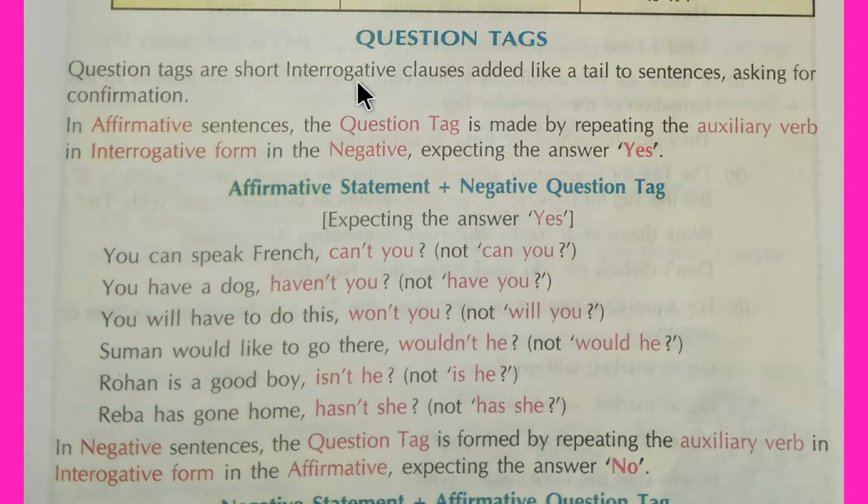Okay, let me say this clearly. Question tags are short interrogative clauses added like a tail to sentences, asking for confirmation, right? In affirmative sentences, the question tag is made by repeating the auxiliary. Here we are repeating the auxiliary. In interrogative form, in the negative, expecting the answer yes. Cannot you? We are expecting the answer yes, like this.